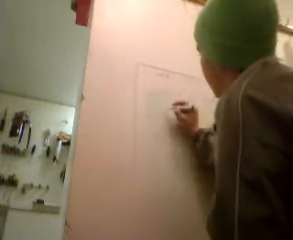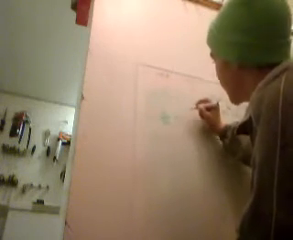Alrighty, so let's go 16 over 32, divided by, and keep in mind that fractions are division basically. I'll talk to you more about that tomorrow. 16 over 32 divided by 8 over 16.